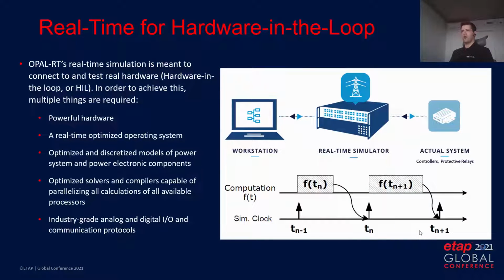First of all, I'd like to give you a quick overview of what is hardware in the loop in real-time simulation. So the real-time simulation is meant to connect to and test real hardware. And in order to achieve this, you need multiple things. You need powerful hardware, you need a real-time optimized operating system, you need optimized and discrete models of power system and power electronic components. You need optimized solvers and compilers capable of parallelizing all calculations on all available processors. And you need industry-grade analog and digital I/O and communication protocols to exchange information with the hardware under test.